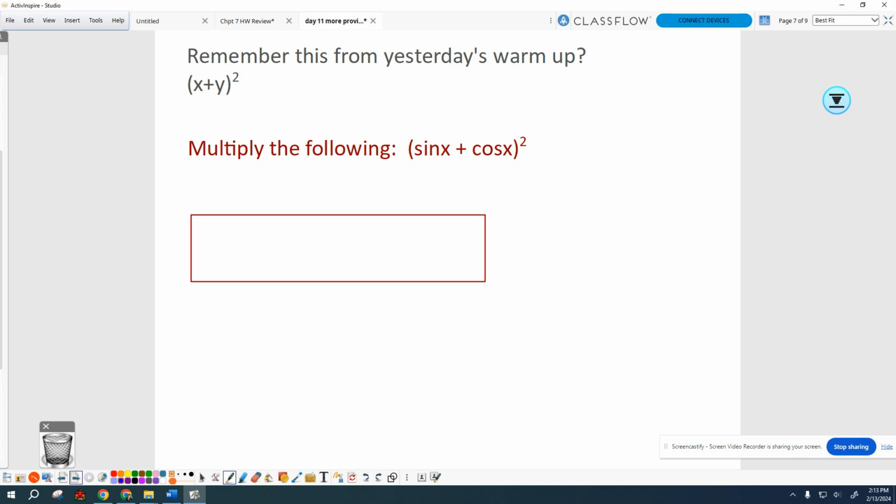From what we just reviewed, algebra, what is that going to expand to? x plus y times x plus y, which is what? Fully expanded, it's going to be x squared plus 2xy plus y squared. All right, some of you are on it. Write it out like sine x plus cosine x times sine x plus cosine x.